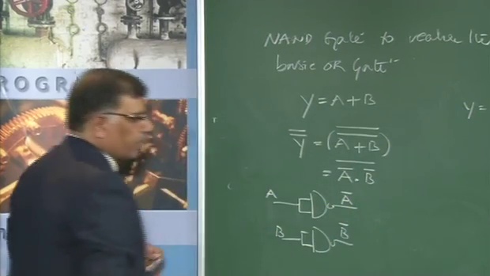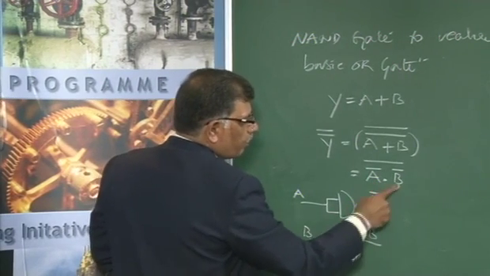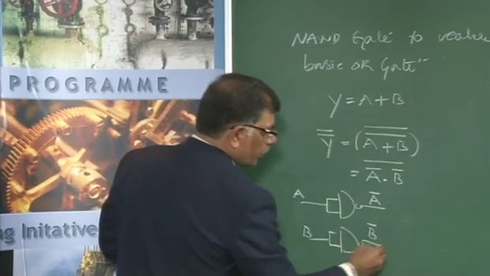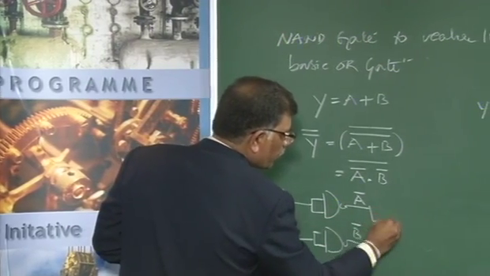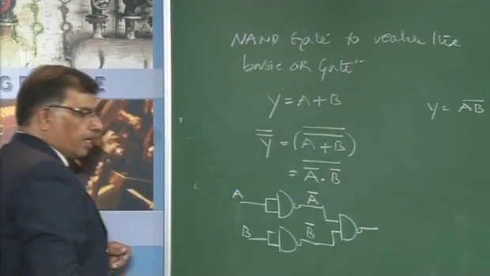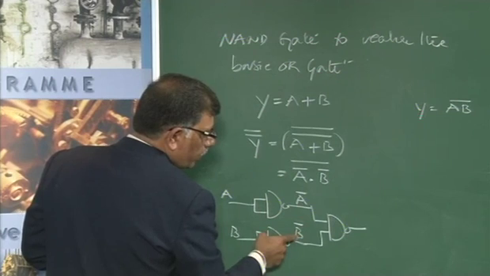It is B bar. Now I have A bar and B bar here. What is the operation that you are doing here? It is a product term. So which gate will do the product term operation here? Again I will connect one more NAND gate here. The inputs for this NAND gate are A bar and B bar.